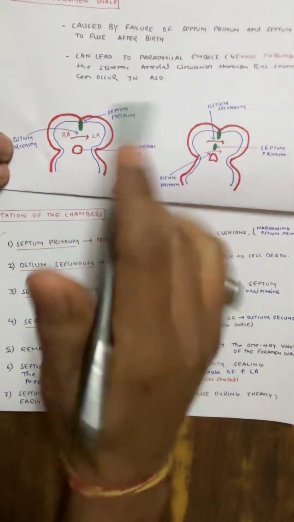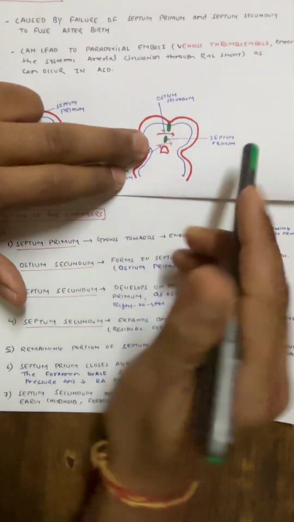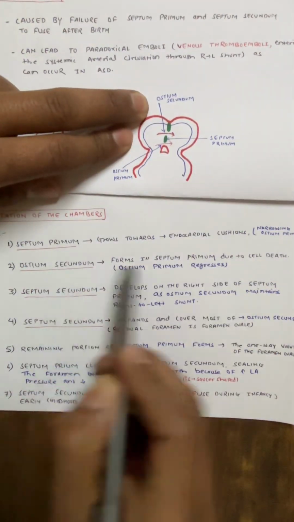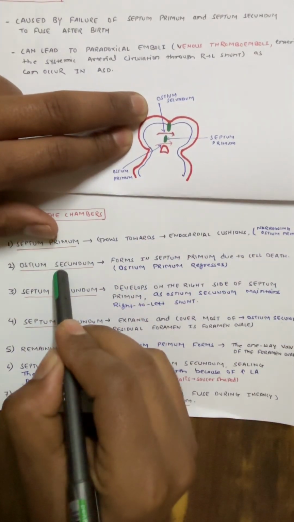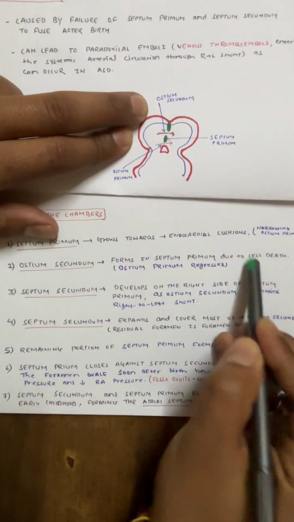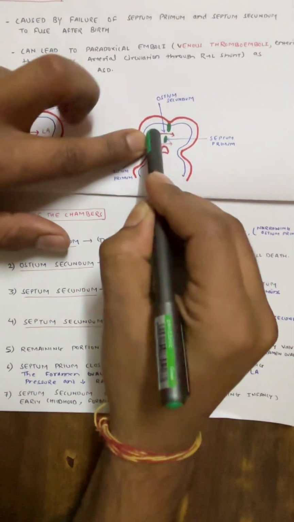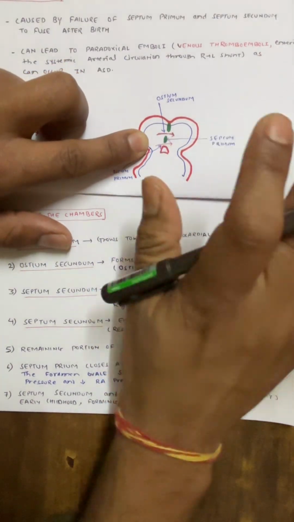So first the opening is ostium primum. Now ostium secundum: where does it form? In septum primum. In septum primum the ostium secundum forms. How? Because of cell death. Some cell death occurs, and this opening is now called ostium secundum. Clear?